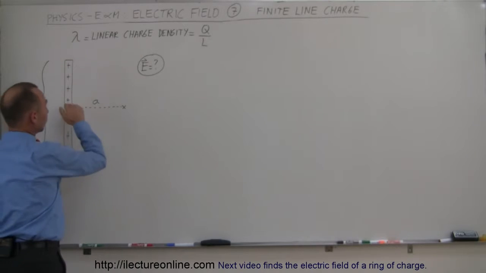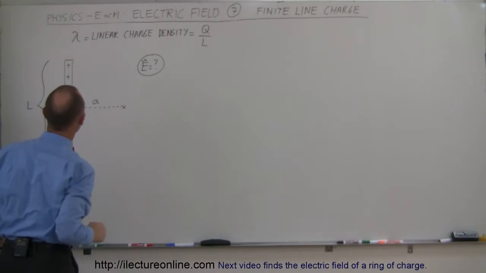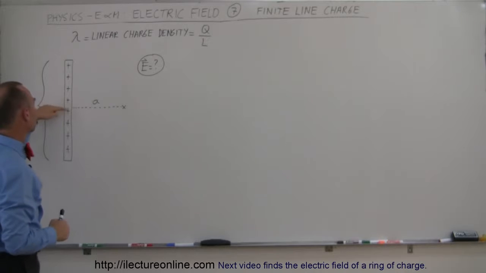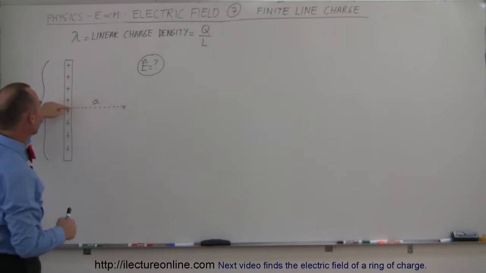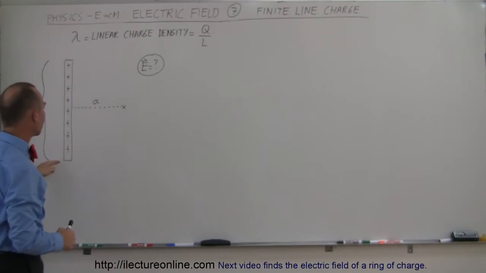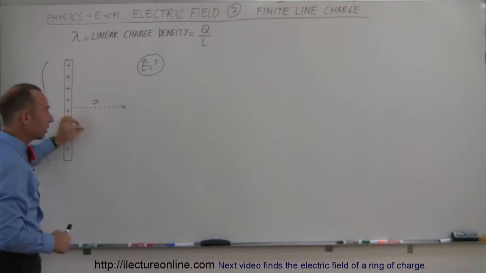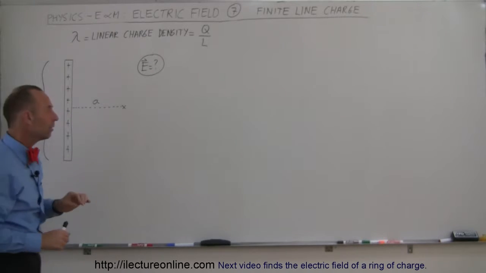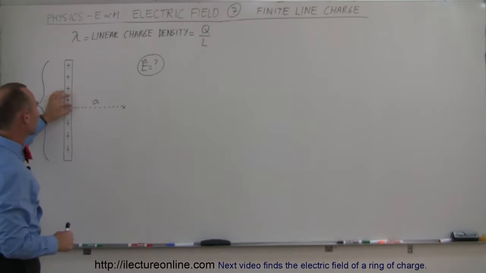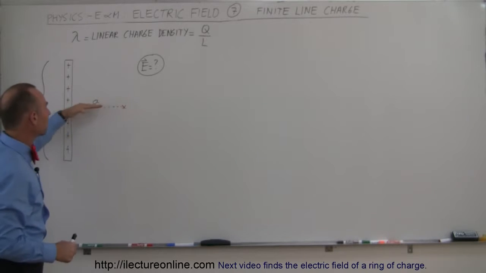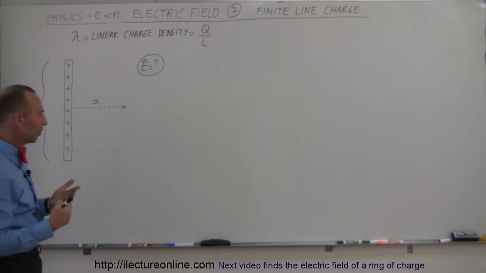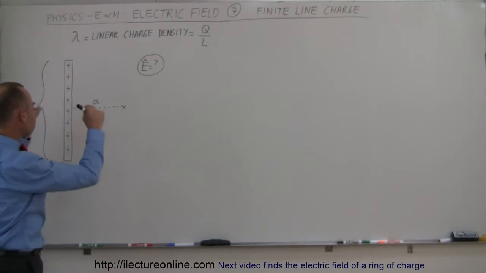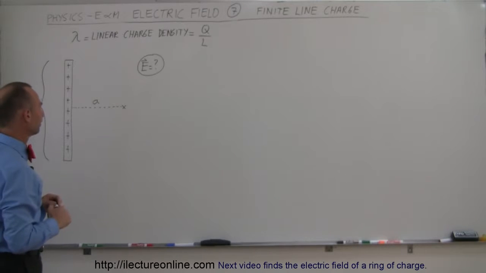Since this is positive charge, we can assume that the direction will be to the right. Also, we're going to assume that this point is exactly halfway between one end and the other end. We can move it to other locations, which will complicate things a little bit, but we're going to do the easier case first, where it's right in the middle. And you can see how a relatively small adjustment lets you figure it out from a different location as well.